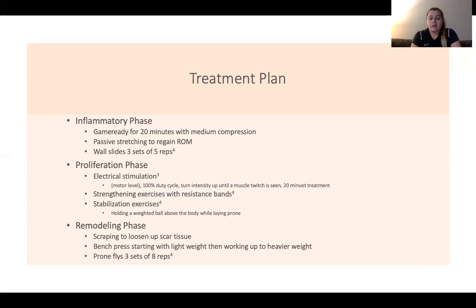During the remodeling phase, we're going to use scraping to loosen up some scar tissue. Again, especially if they have had a surgery to help correct this labral tear, scraping is a really good way to loosen up that scar tissue around the incision sites. And then we're going to start working our way up to weights. So you can start them on a bench press, starting with a light weight and working up to heavier weights. We can also start with some prone flies, 3 sets of 8 reps. Again, maybe starting with like 5 pounds and then working our way up from there.